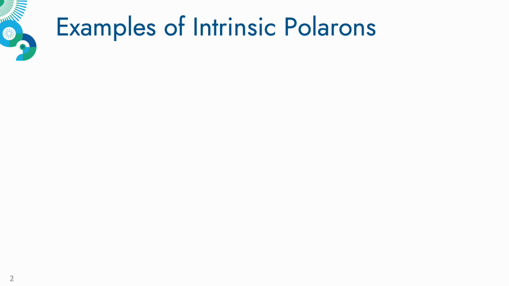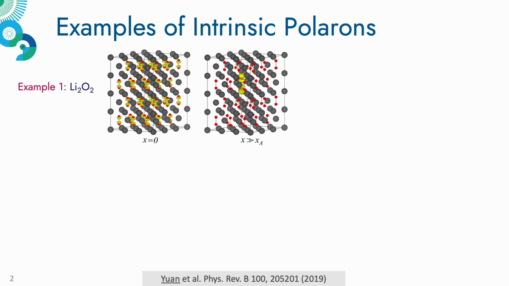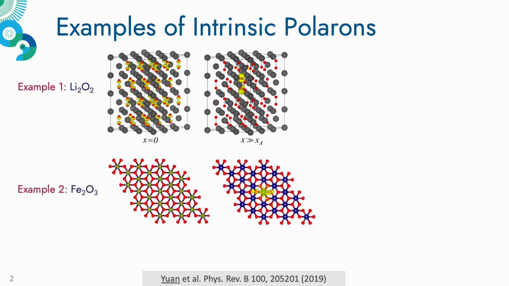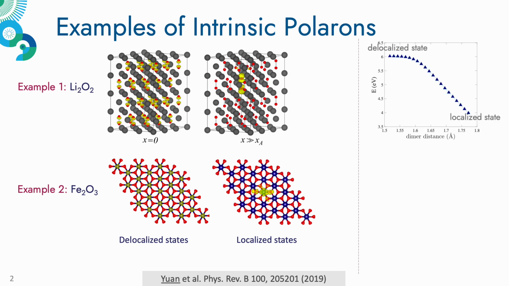Let's first look at some examples of intrinsic polarons. Intrinsic polarons are self-trapped, that is to say they can form in perfect materials. One example is that we previously found electron polarons form easily in a bunch of peroxides such as lithium peroxide, sodium peroxide, etc. Another example is that many transition metal oxides such as titanium dioxide and hematite are prototypical materials to form polarons. In these perfect intrinsic materials, there are two states. One is a delocalized state and the other is a polaron state. And there is usually no barrier or a very small barrier separating these two states.